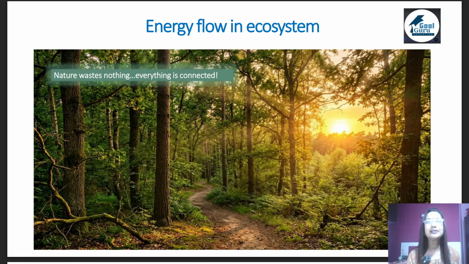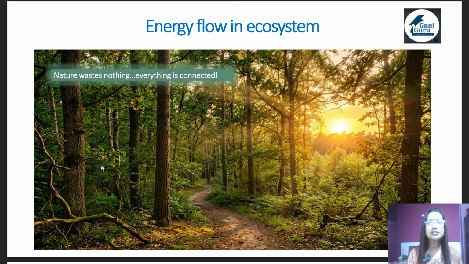Welcome back, children, to the third part of energy flow in ecosystem. In the first two parts, we have seen the energy flow in ecosystem in different manners. Now, in the third part, we are going to check out the food web. We completed our session with the discussion of a food chain. Now we are going to understand how different the food web is from the food chain.